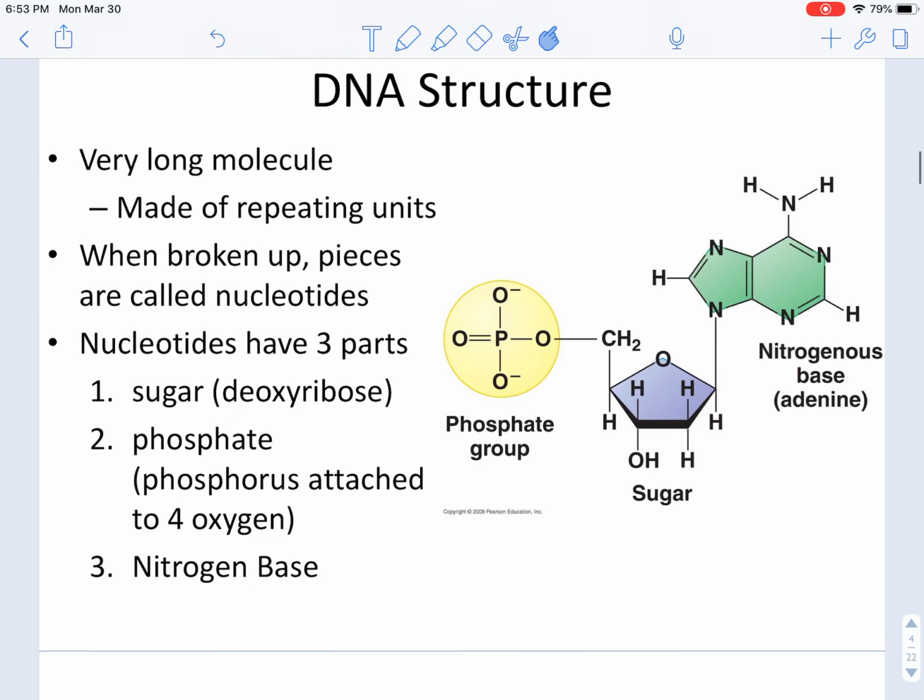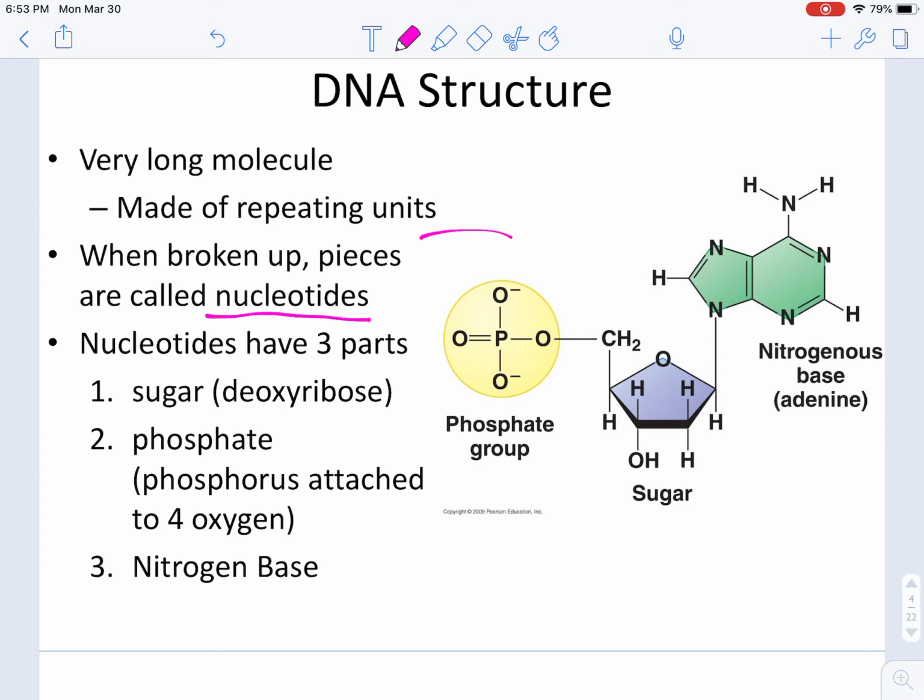Okay, so back into the structure, you did a little bit of coloring of DNA. I don't even know how long ago that was. But DNA is a really long repeating molecule. It has a bunch of smaller pieces that we call nucleotides. So that's a really important vocabulary word, a nucleotide.